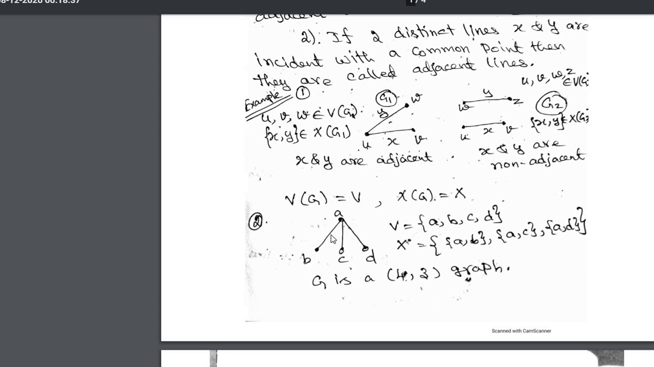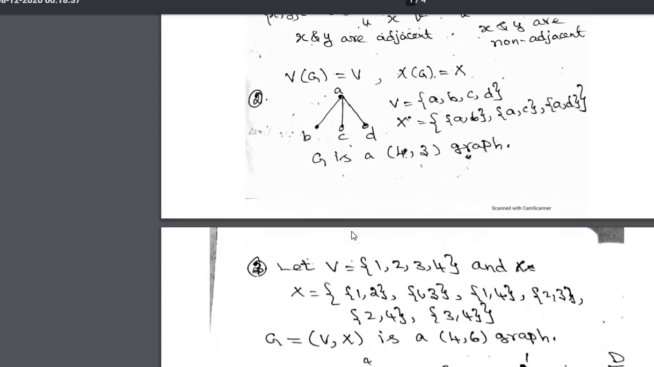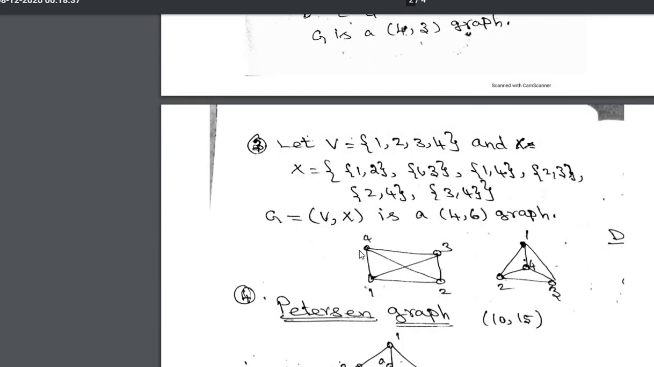Here, how many edges do you have? 3 edges. How many vertices? 1, 2, 3, 4, so 4 vertices. So what is 4C2? 4 into 3 divided by 1 into 2, so that value is 6. PC2 value is 6, and here the number of edges is 3, so 3 is less than 6. Now you come to this third example graph.